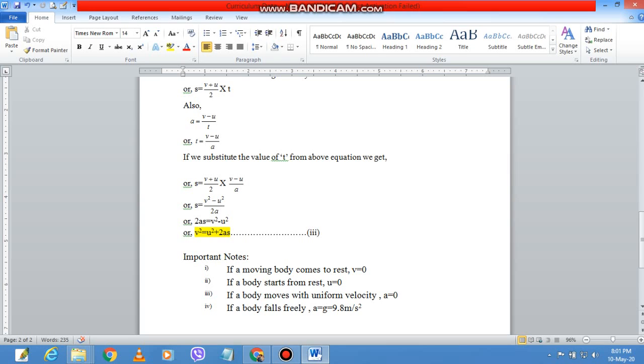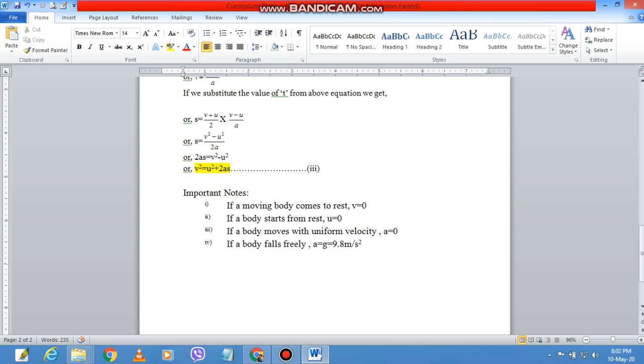Now if a body starts from rest, that means at the initial phase it is not in motion, so the initial velocity u will be equal to 0. And in the third case, if a body moves with a uniform velocity, that means the initial velocity and final velocity become equal. In that case, acceleration will be equal to 0.